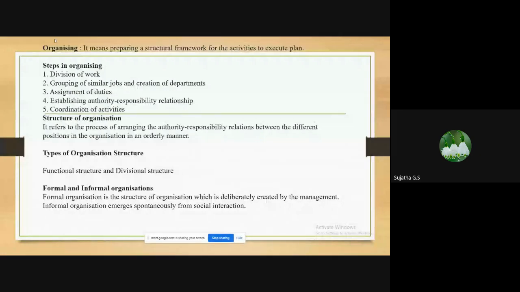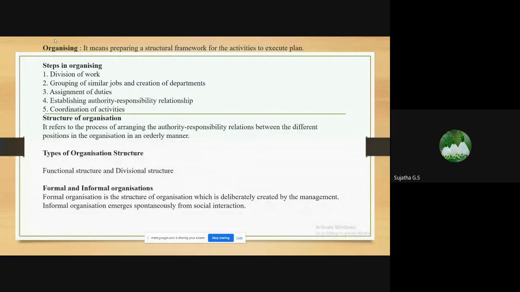Then grouping of similar jobs and creation of departments. The various job posts created at the first stage are classified into specified areas like production, finance, marketing, etc. Based on this classification, all related jobs are clubbed together to create departments. For example, all finance activities are under the finance department.